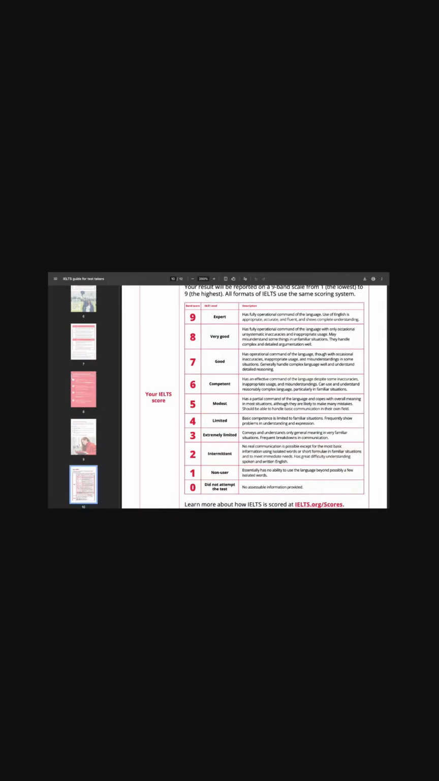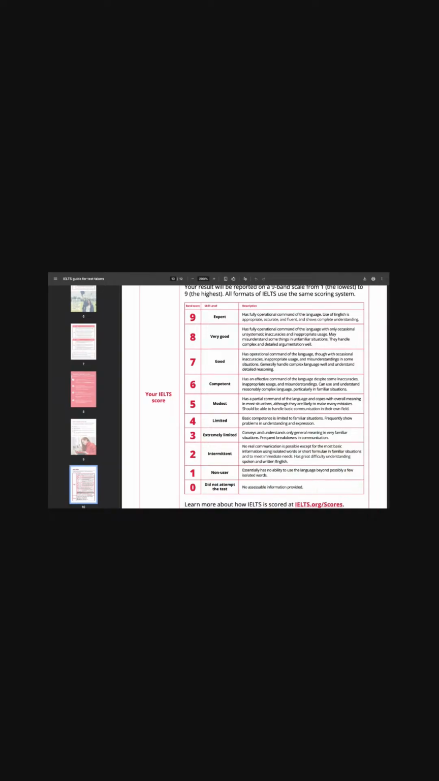A lot of universities look for 6.5, or 5.5 to 6.5, and if it is undergraduate, 5.5 is what they're looking for. If you go for band 6, you're competent: you have an effective command of the language despite some inaccuracies, inappropriate usage, and misunderstandings, and can use and understand reasonably complex language, particularly in familiar situations. So if you are 6 and above, you're competent.